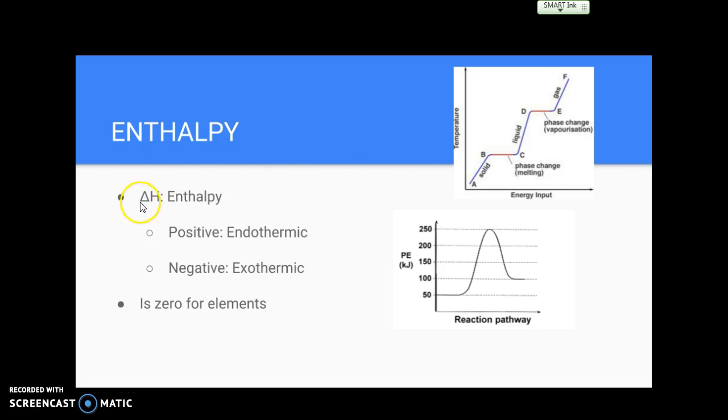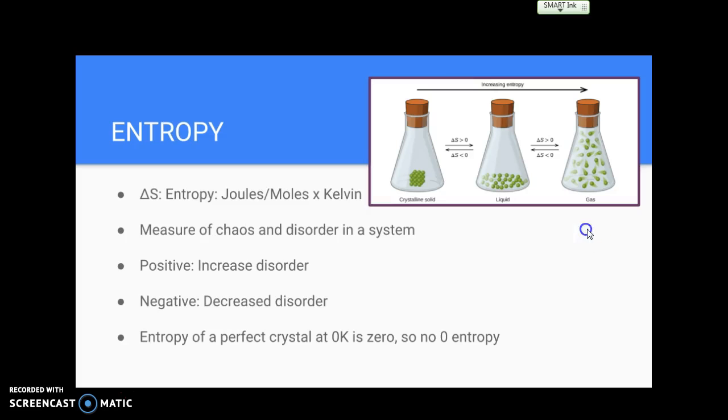Gotta know enthalpy, good old delta H from thermochem. When it's positive, it's endothermic, like what you see right here, going from low energy to high energy. When it's negative, it's going the other way, high energy to low energy. All simple stuff, you should know this. It's a 0 for elements, gotta know that. Getting you ready for the AP exam. And up here is just watching a substance as it goes through the energy phases. Delta H would be those right there. You should know all this.